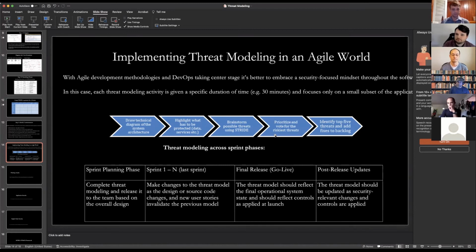And then once you've got all those threats listed, prioritize and vote. Agree, because you may have had a personal experience which makes you biased towards one specific type of risk, right? Have a consensus among your organization. There are multiple ways of prioritizing risk. It can be qualitative and quantitative. So you assign a dollar value to the asset and a dollar value to the countermeasure. And then identify, you can boil the ocean, identify top 5 threats and add the fixes to backlog.